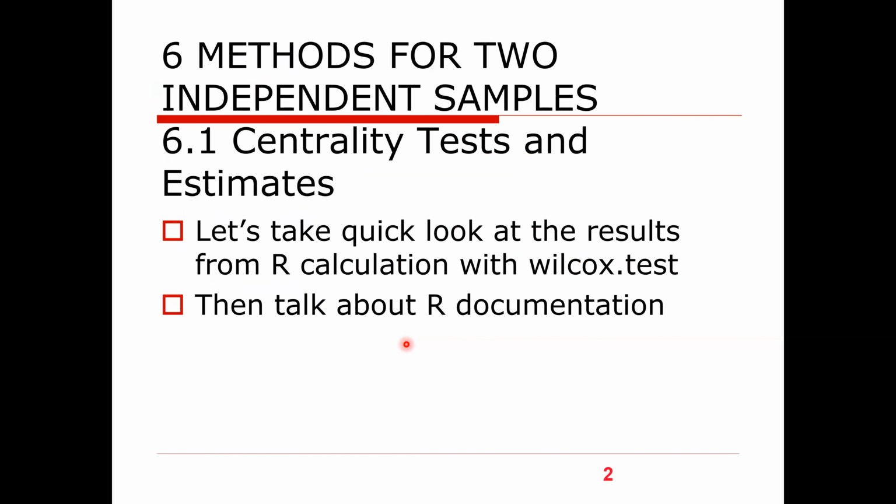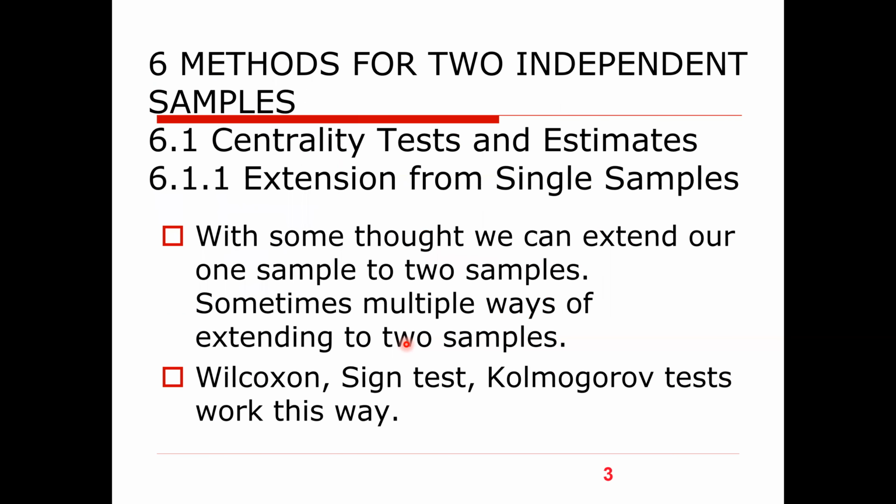So let's first start with section 6.1. First, let's talk about the centrality tests and estimates of two samples, which are extensions from single samples. There are multiple ways to extend the methods for single samples to deal with two samples or multiple samples. The common methods we use for testing two samples include the ones we have learned: Wilcoxon, Mann, Kolmogorov. The methods we will introduce in this chapter are all extensions based on what we have learned.